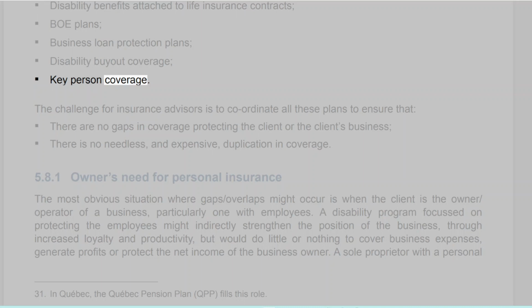The challenge for insurance advisors is to coordinate all these plans to ensure that there are no gaps in coverage protecting the client or the client's business, and there is no needless and expensive duplication in coverage. 5.8.1 Owner's need for personal insurance.